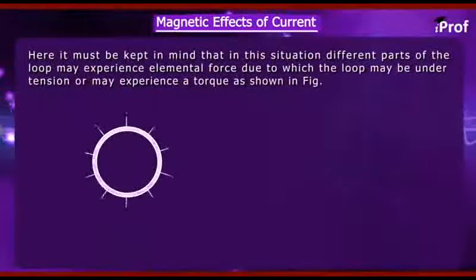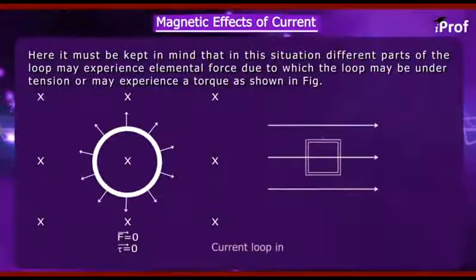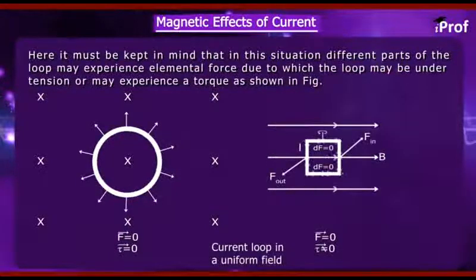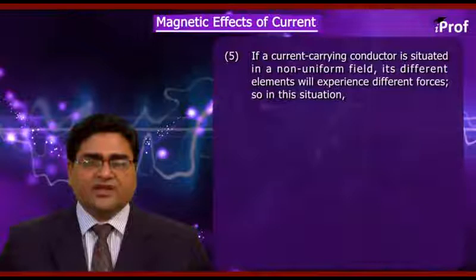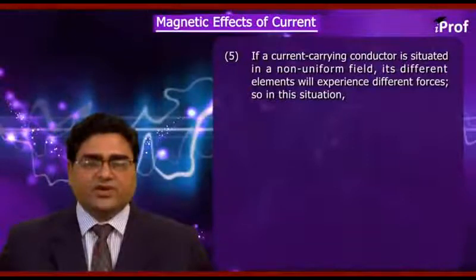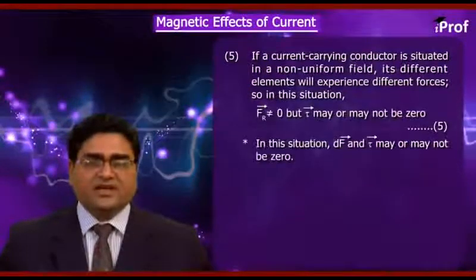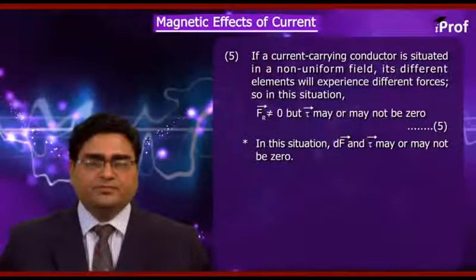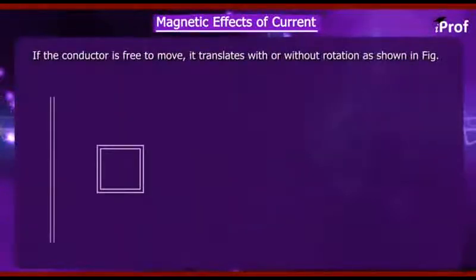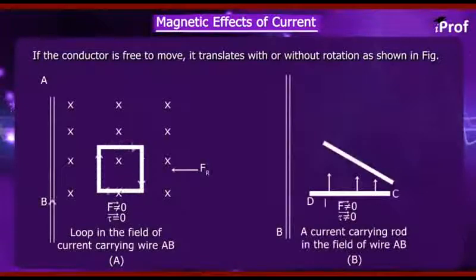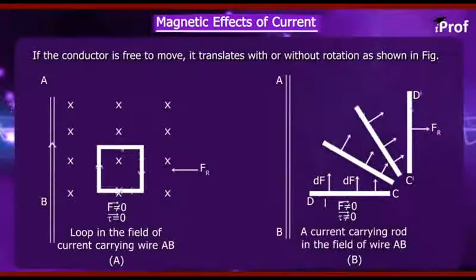Here it must be kept in mind that in this situation different parts of the loop may experience elemental force, due to which the loop may be under tension or may experience a torque, as shown in the figure. Fifth, if a current carrying conductor is situated in a non-uniform field, its different elements will experience different forces. So in this situation, the resultant force F vector is not equal to 0, but tau vector, that is torque vector, may or may not be 0. If the conductor is free to move, it translates with or without rotation, as shown in figure A and B.